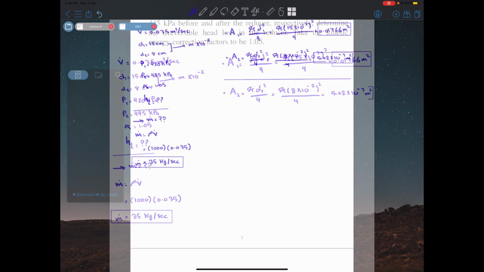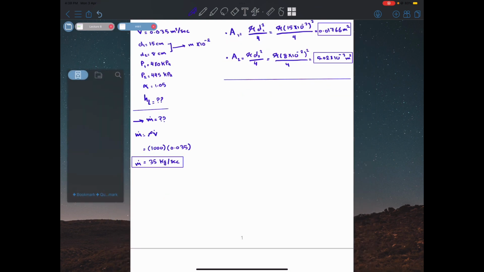And now I will use the areas to find the velocity 1 and velocity 2. I will be using the formula m dot divided by density times area 1 for velocity 1, and for velocity 2, m dot divided by density times area 2. So I will use the values to find the velocities.